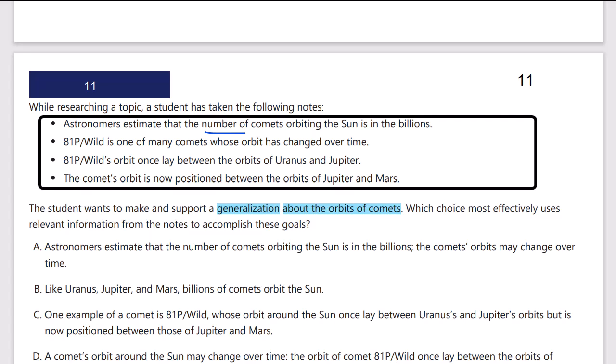81P Wild is one of many comets whose orbit has changed over time. So this is something that happens with a comet. It's a general statement. Well, 81P's orbit once lay between the orbits of Uranus and Jupiter. And the comet's orbit is now positioned between the orbits of Jupiter and Mars. So these are examples of the change over time in the bullet point above. So the correct answer is probably going to be the change of orbits over time, supported by the example of 81P Wild. Let's look for that among our answer choices.